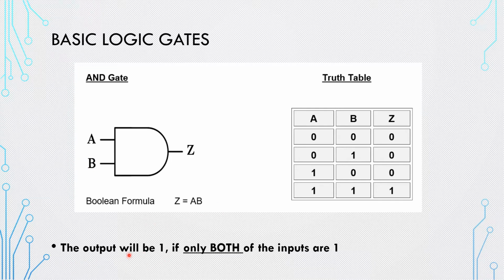So the output will be 1 only if both of the inputs are 1. Or I can say A and B should be 1 in order to have 1. The other situations are going to be 0. And how do we represent it in a Boolean formula? We represent it as multiplication, but we don't call this multiplication. We call it A and B. Whenever you see A multiplied by B, in a logic circuit we call it A and B. So this is the second basic logic gate.